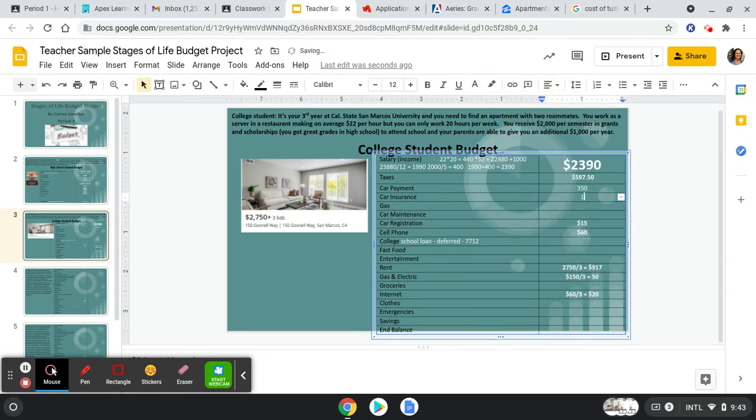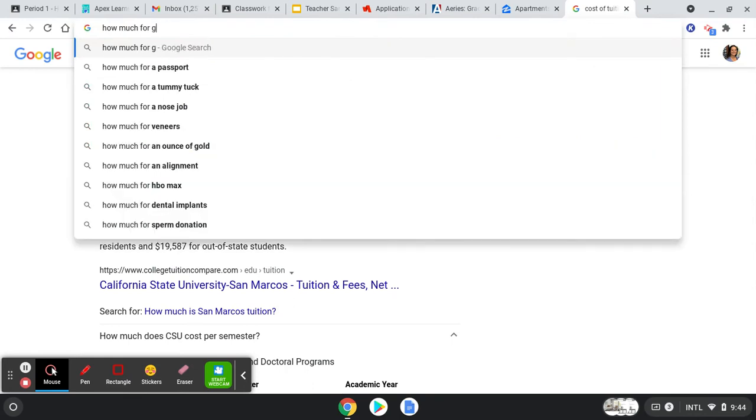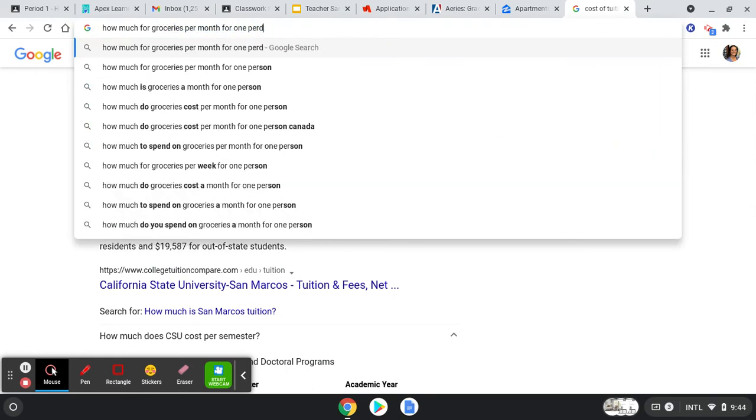Okay, so putting back in the car insurance, putting back in the gas, putting back in car maintenance, and now we're assuming school loan for that. So fast food would be when I'm eating out, and then groceries would be when you're eating at your house. So let's say for a single person, you decide how much for groceries per month for one person.